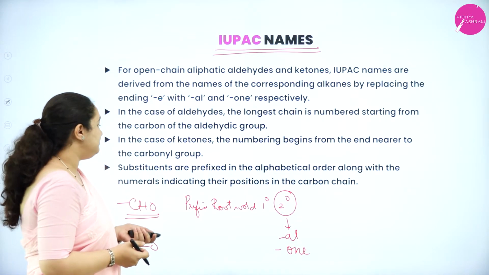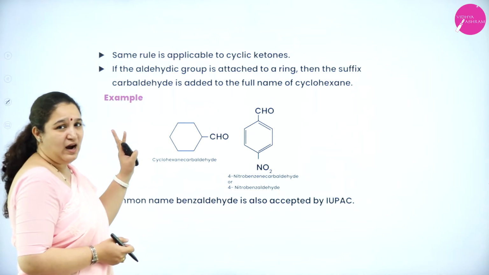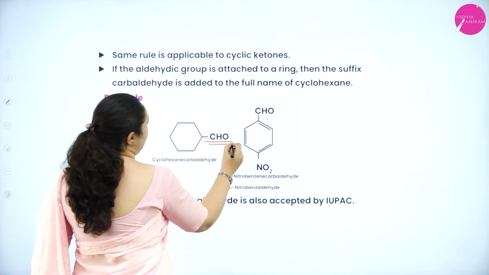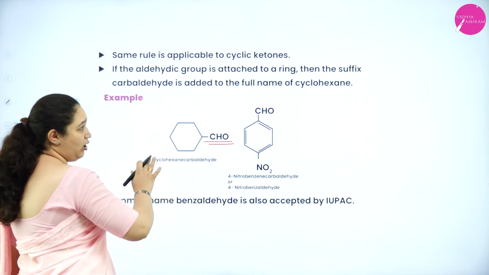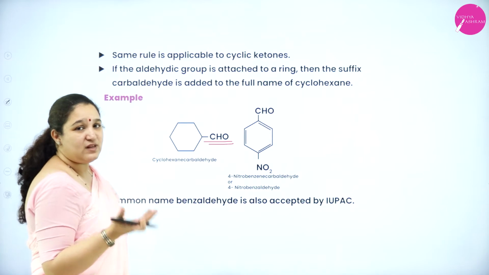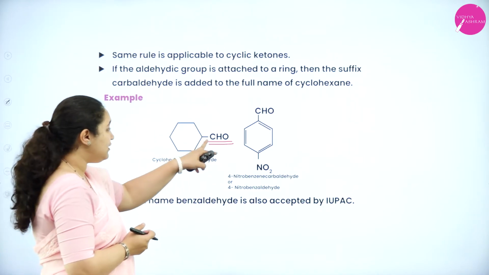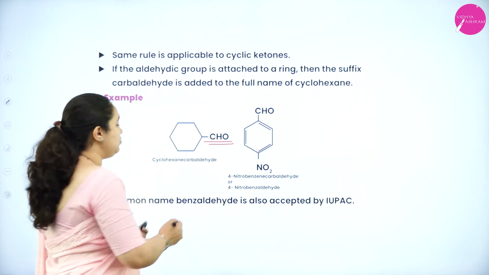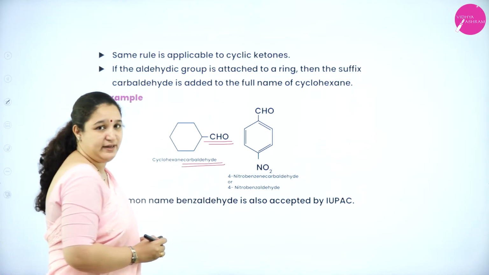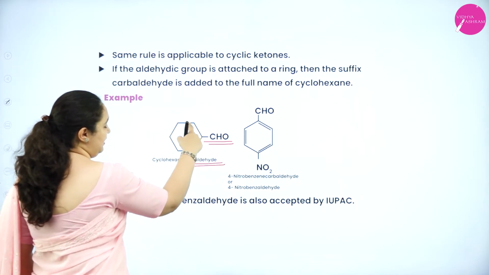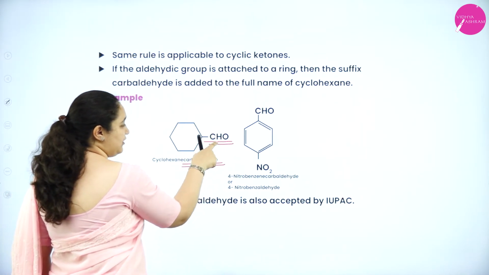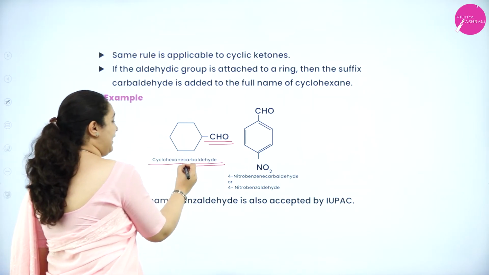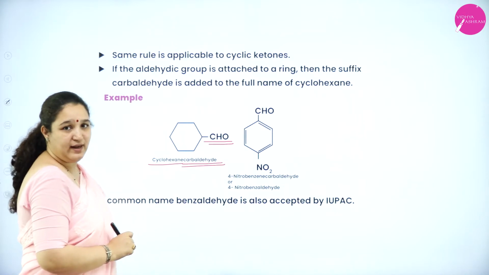Now for example, the same rules are there for aldehydes as well as ketones. Only when the CHO group is attached to a ring, where you are not numbering this carbon atom at all, it is present on the ring, then we use the word carbaldehyde. Now this is cyclohexane in which one hydrogen is substituted with a CHO group. So it is cyclohexane, in full you write, ending with carbaldehyde.